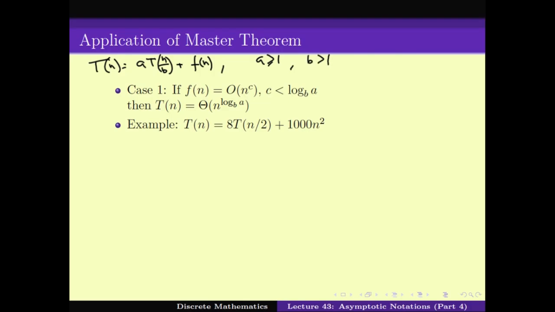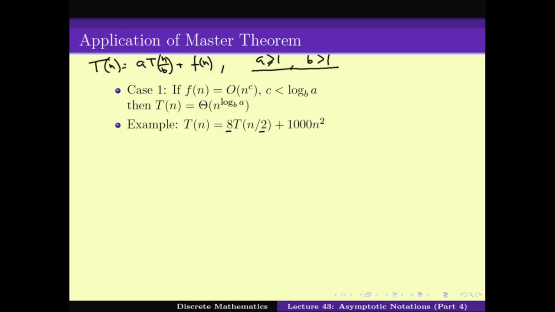And what it says is that if f(n) is order n^c and c is less than log a base b, then T(n) is equal to theta of n^(log a base b). Now look at this example. T(n) equals 8 times T(n over 2) plus 1000 n squared. Now here 8 is equal to a, 2 equals b, and it clearly satisfies this expression.